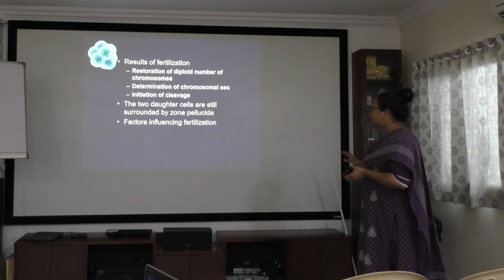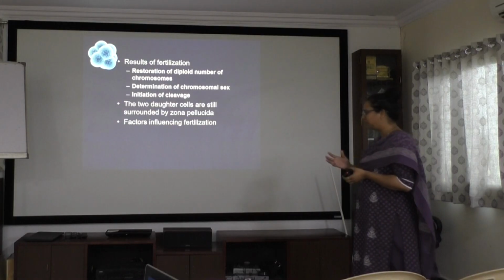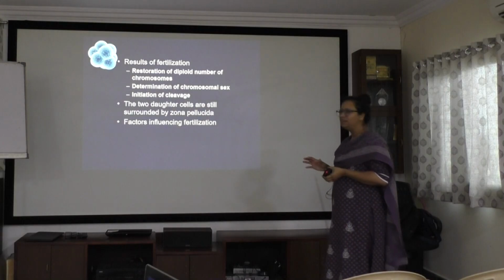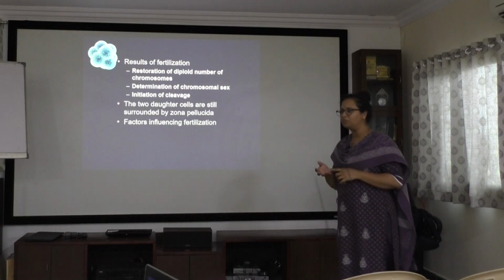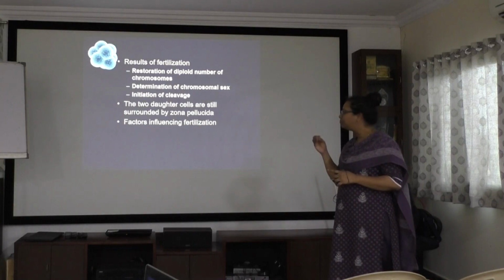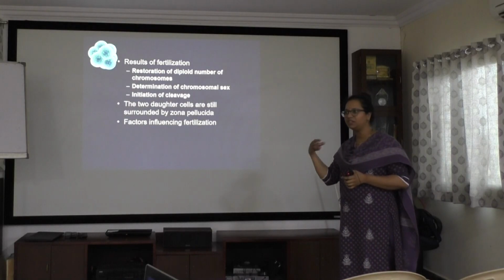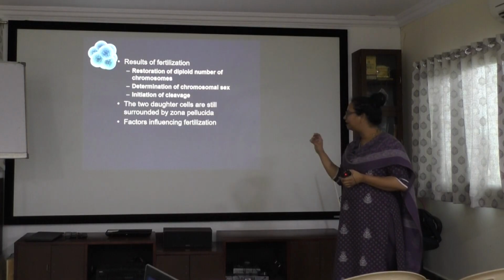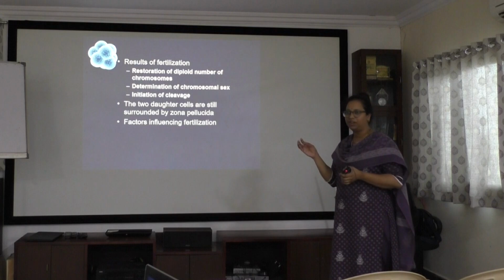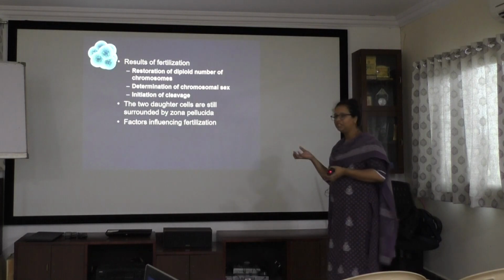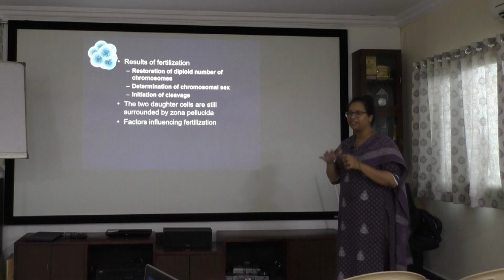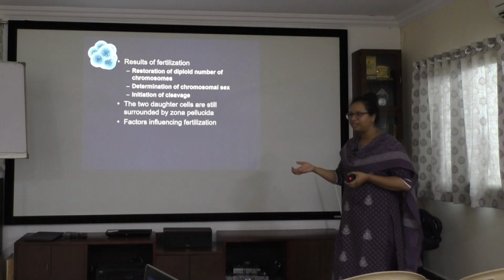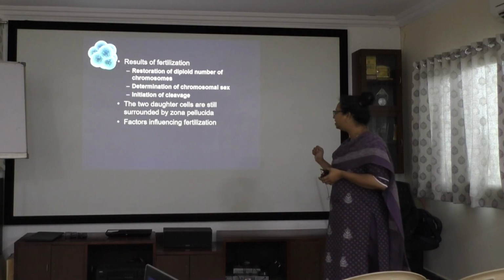The factors influencing fertilization are the normal anatomy of the reproductive organs, chemotaxis, the time interval between insemination and ovulation, the time required for the sperm to travel through the uterine canal, the length of time the ovum is ready for fertilization, and the length of time the sperm has the capacity to fertilize. These are the factors which influence fertilization.